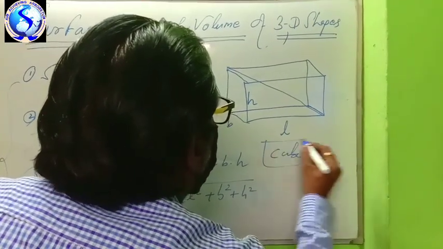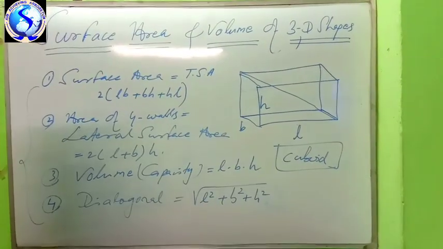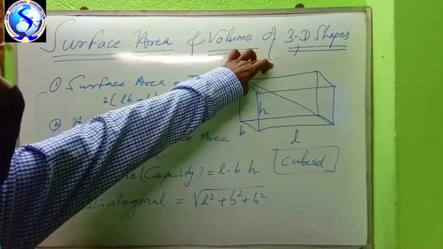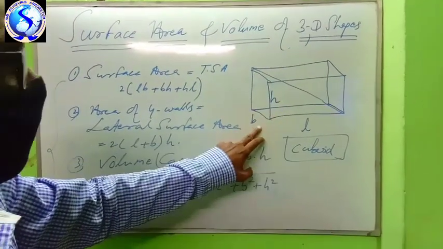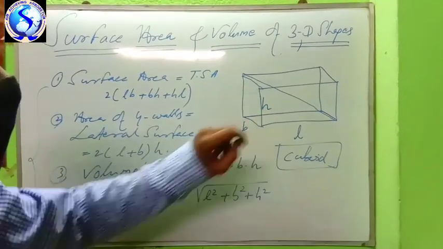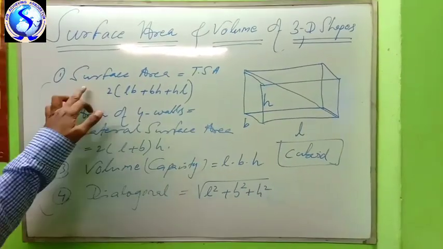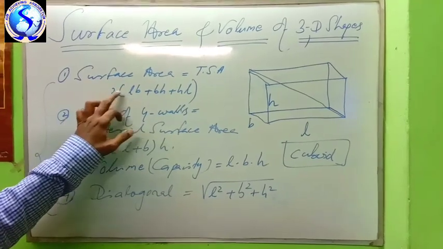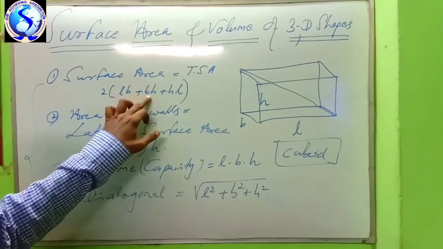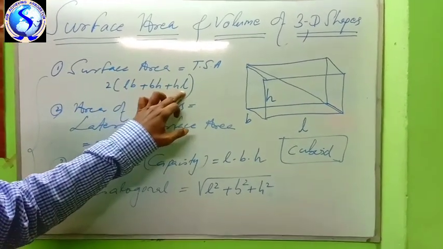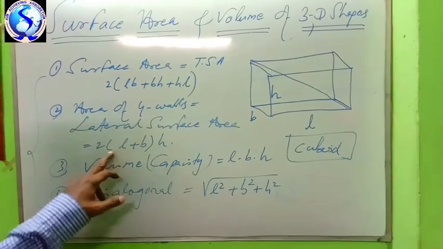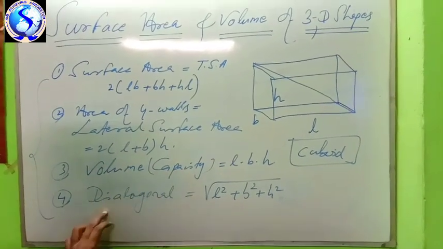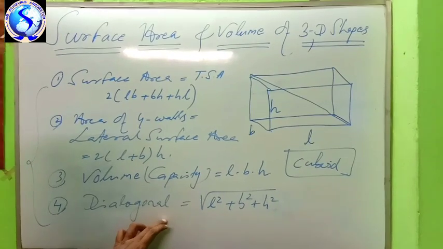Okay. Cuboid is a geometrical figure. It is a 3D shape. 3D means length, breadth, height are unequal. Surface area means total surface area, and the formula is 2 whole into LB plus BH plus HL. Area of 4 walls, I have written the formula. Volume means capacity, and length of diagonal is written. Okay. Let us go to the next one.